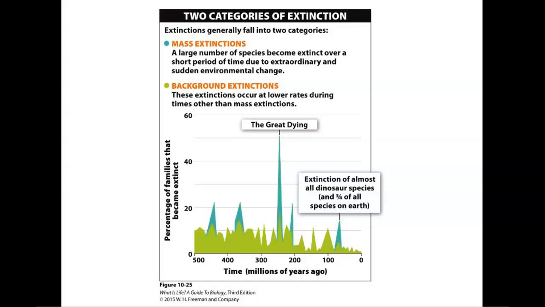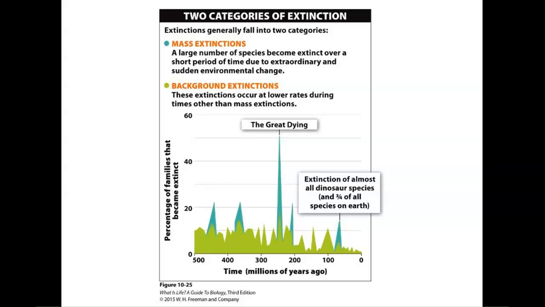We have 5 documented mass extinctions in our history. The first one was the end of the Ordovician, around 450 to 440 million years ago. Approximately 85% of existing species went extinct. The next one was at the end of the Devonian, around 375 million years ago. Then between 70 and 80% of all marine species went extinct.